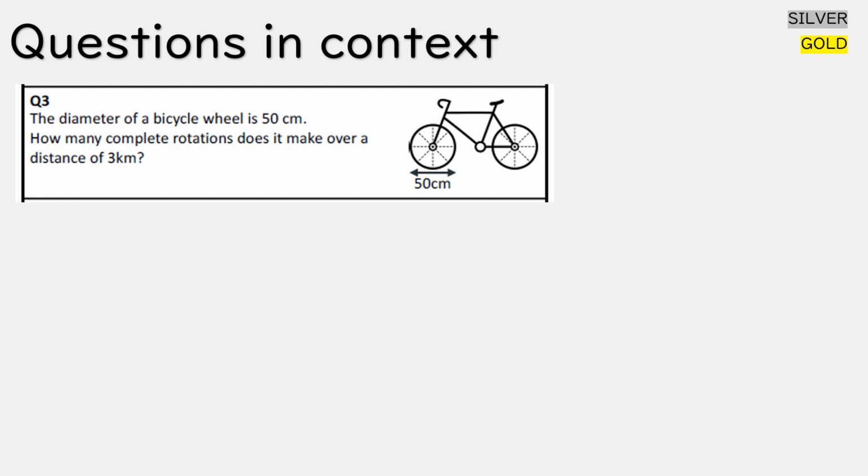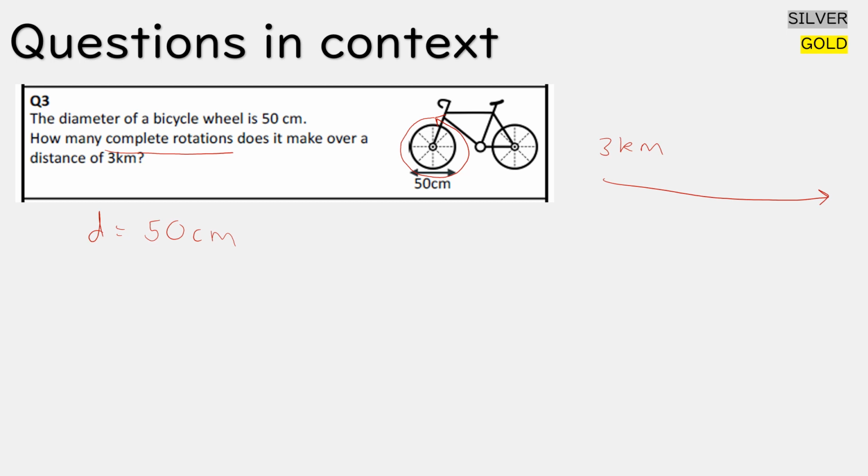Okay, so we're given that the diameter of a bicycle wheel is 50 centimeters. So I'm going to write that down. Diameter equals 50 centimeters. How many complete rotations? That means how many times the wheel goes fully round one circle, so does one full turn over 3 kilometers. Okay, so the bike's going to travel 3 kilometers. Let's say that's 3 kilometers, and we've got to find out how many times that wheel is going to make a full rotation, so go all the way around over that distance.